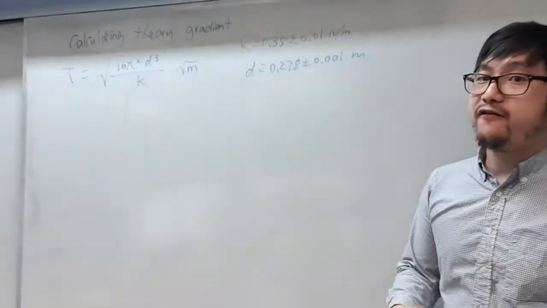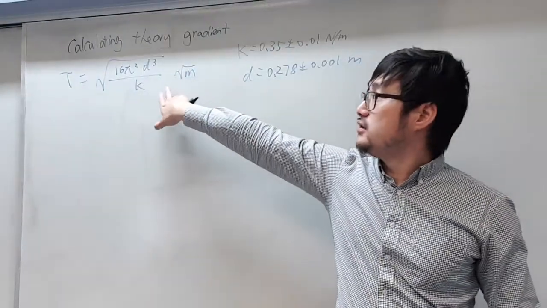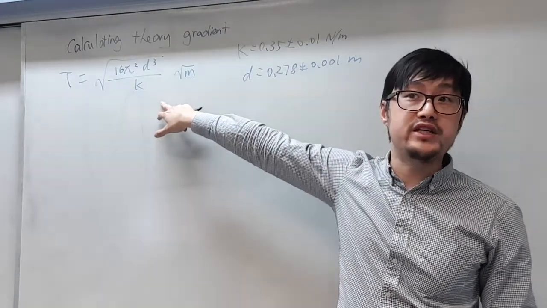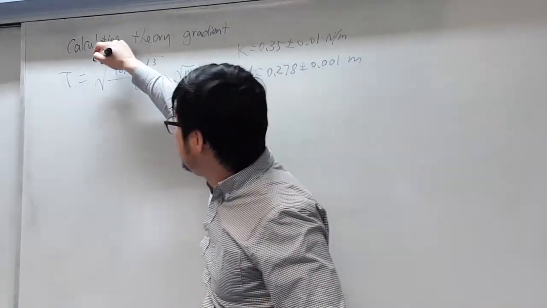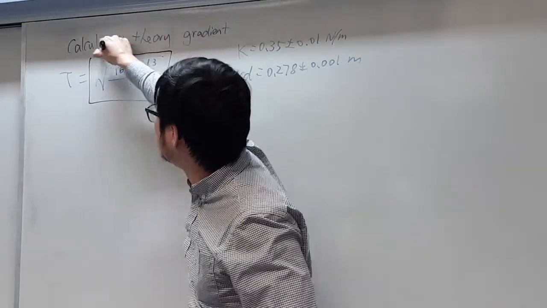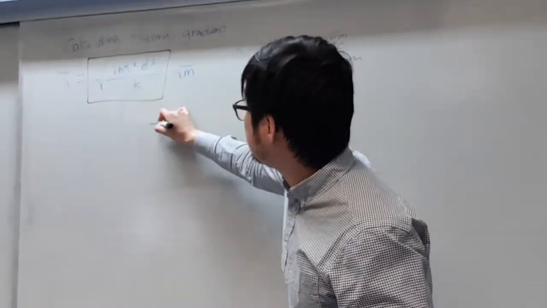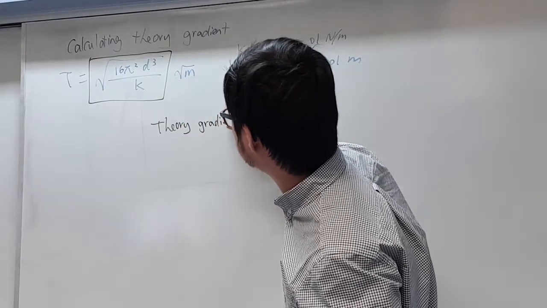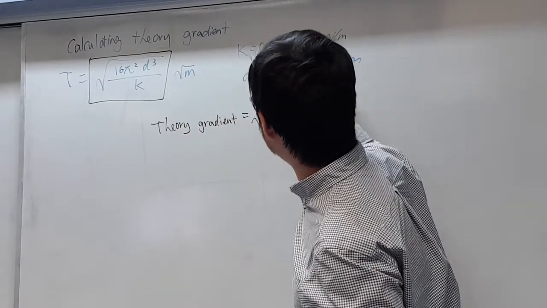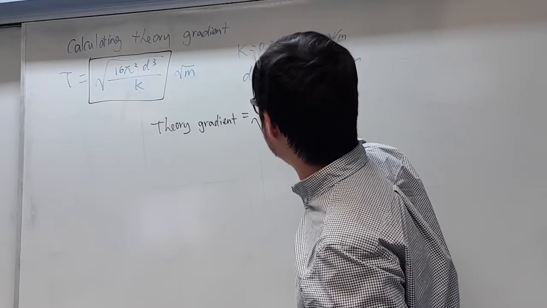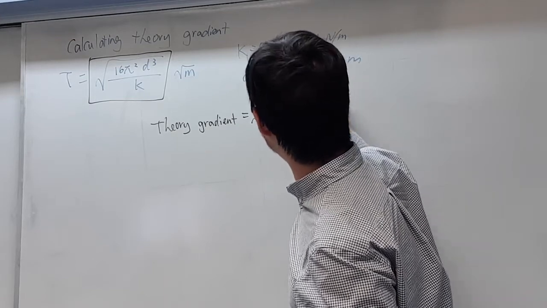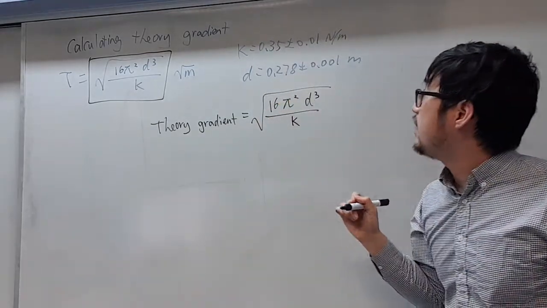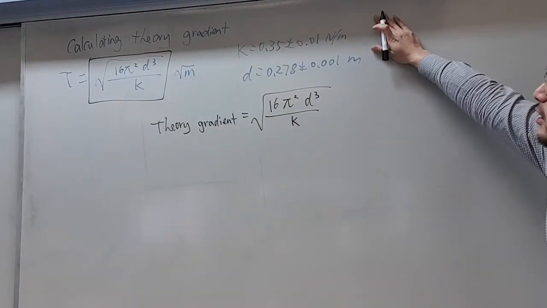Okay, so from our theory equation, we know this is going to be my equation, right? And this part is going to be my theory gradient. So, I just go theory gradient equal to square root 16 pi squared e cubic divided by k. Okay, and then this is the answer Rachel gave me.